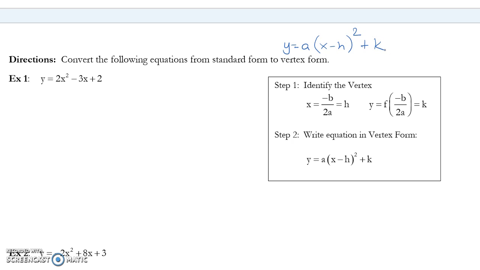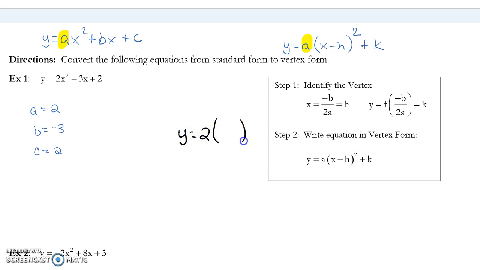The good news is we have part of this already. If I look at this, and standard form is ax squared plus bx plus c, this a and this a are the same a. So part of what we need is already done, because we already know that a is equal to 2. We do know that b is equal to -3 and c is equal to +2. If I go to my answer, I can write part of my answer in right away, it's 2 times the quantity of x. Now I need the vertex.